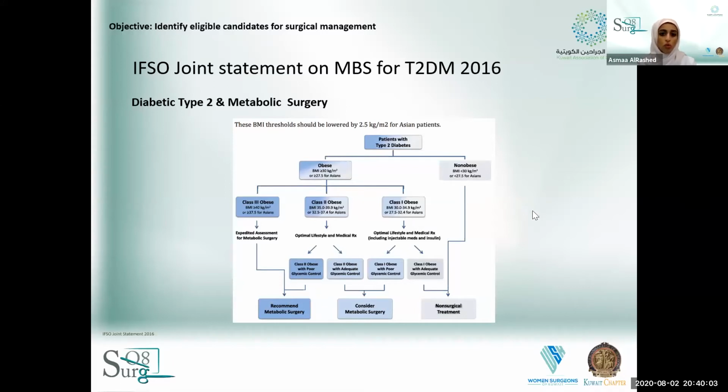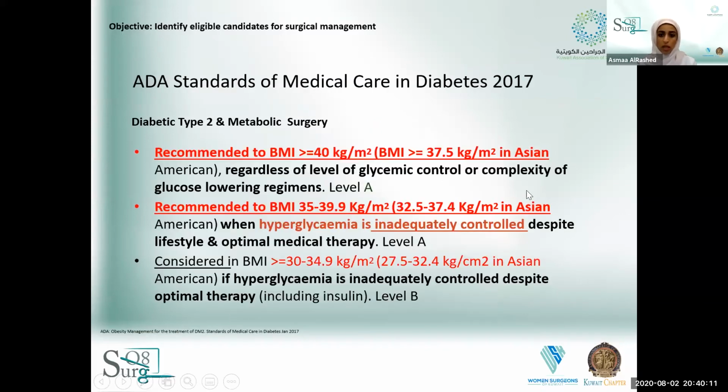So as we move forward, we are seeing more evidence and recommendations. Patients with diabetes should go for metabolic surgery even with lower BMIs. This is the ADA Standards guideline from 2017 for diabetes care, and same thing, diabetes and metabolic surgery.